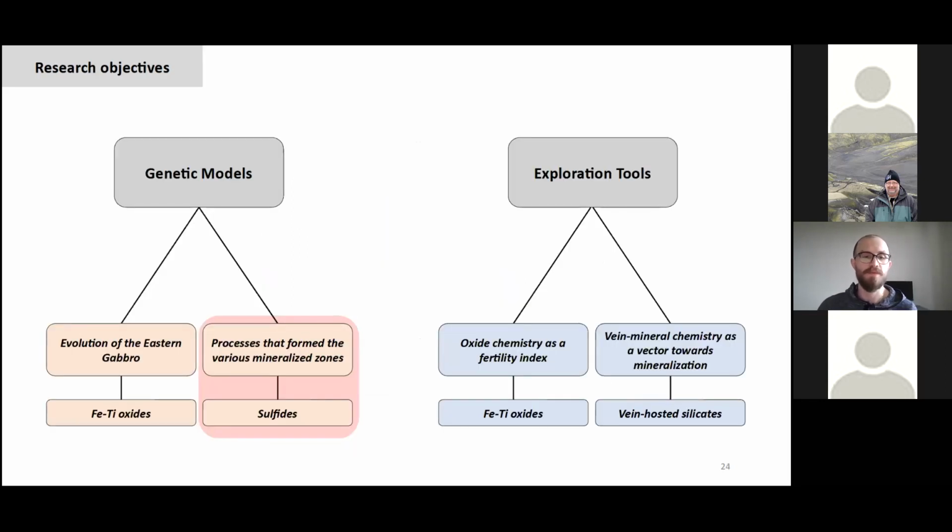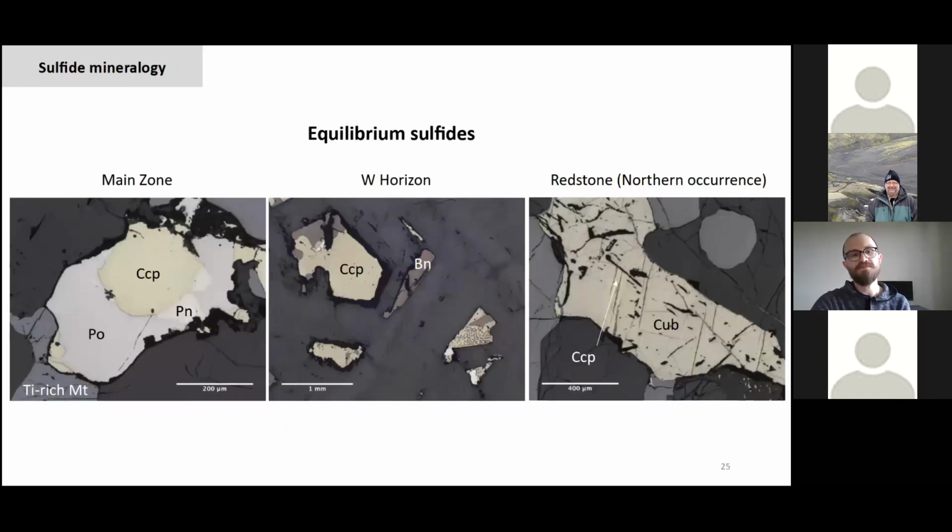So keeping on the topic now of mineralization, we're going to shift our attention to looking at the mineralogy, texture, and chemistry of sulfides as a way to understand the processes that generated the different styles of mineralization throughout the Eastern Gabbro. So sulfides in the Eastern Gabbro are mineralogically quite variable and can exhibit both equilibrium and non-equilibrium textures.